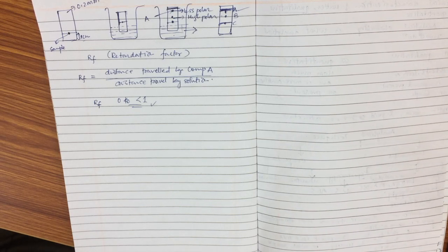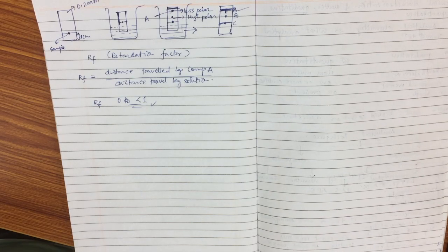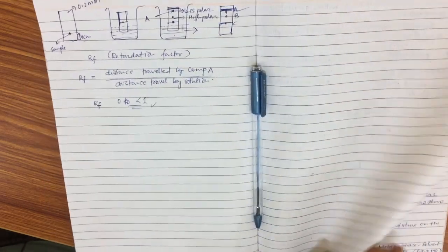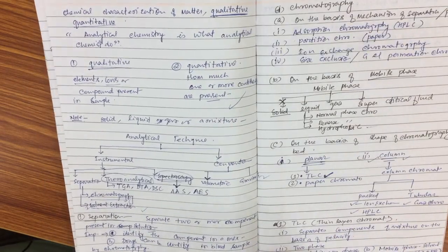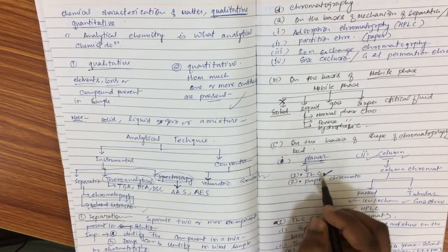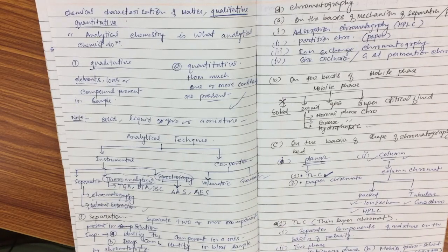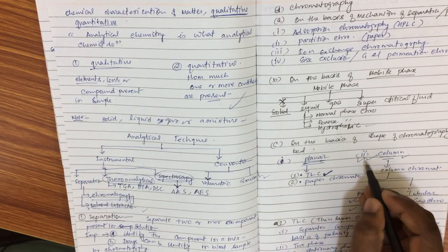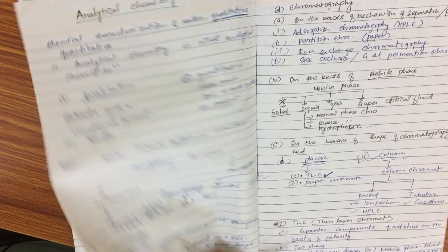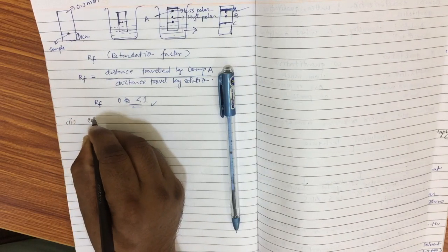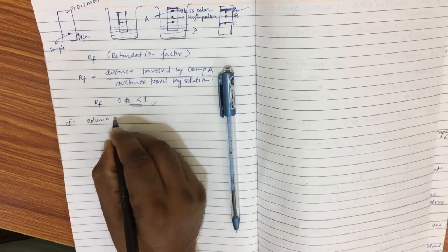So now we will discuss column chromatography. This is the first, planar TLC, and second was column chromatography. Okay, discuss column chromatography.